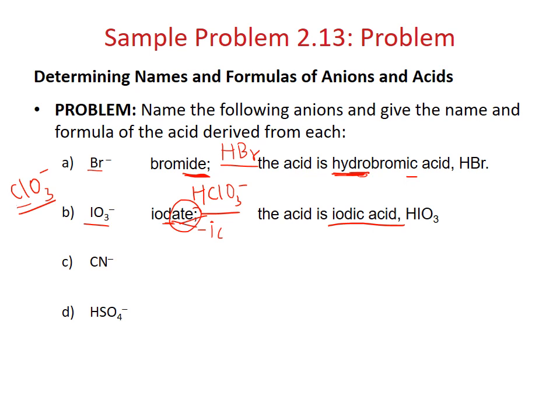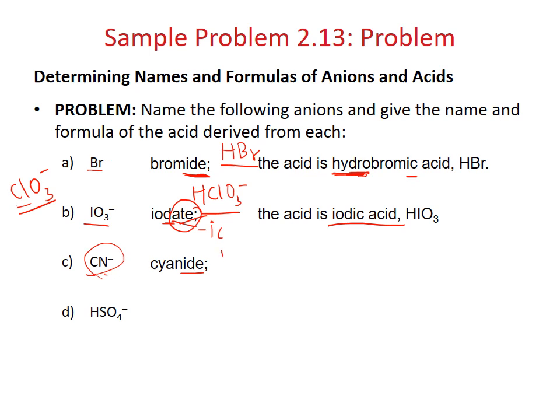Next one, CN negative, a polyatomic ion. The name is cyanide, so IDE. At first, you may not be familiar with this polyatomic ion. You need to go back to the table and find them, and every time you practice, eventually you can remember these names. So it's cyanide.